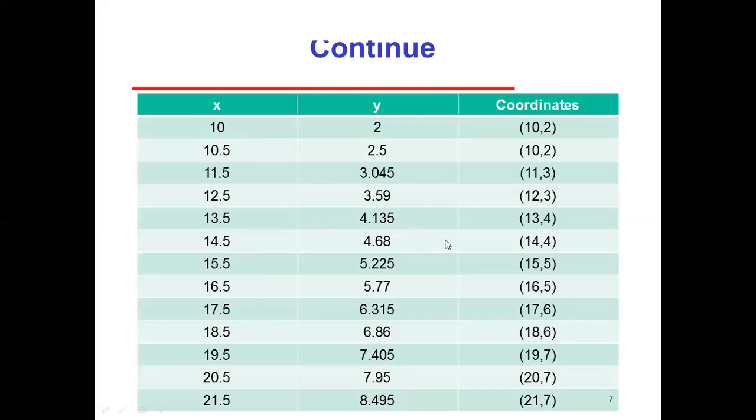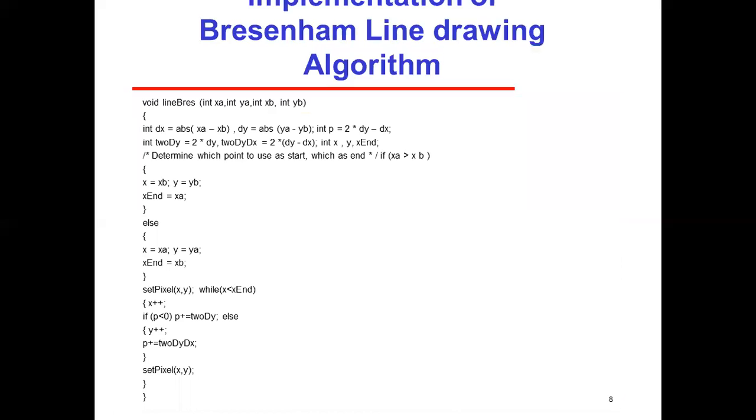In this case, you can again truncate the values and write the coordinates: 10.5, 2.5 gives 10, comma 2; 11.5, 3.045 gives 11, 3; and 12.5, 3.59 gives 12, comma 3, and so on. And ultimately, finally, we will draw the graph for that and we will get the approximate straight line here.